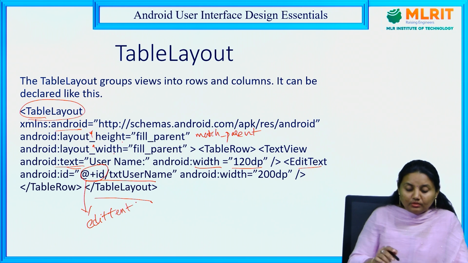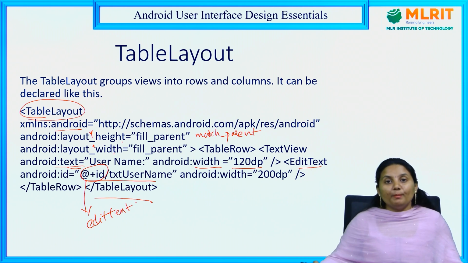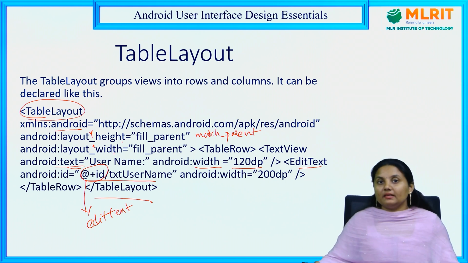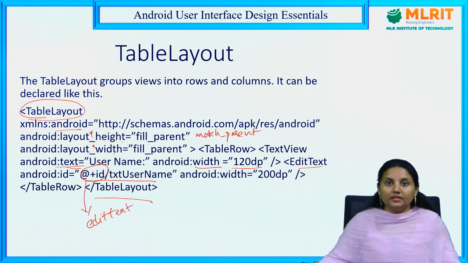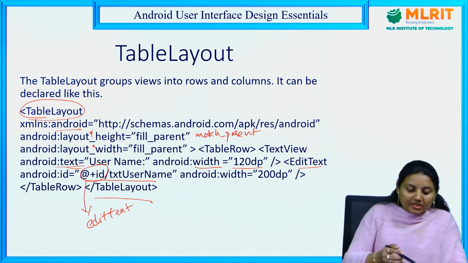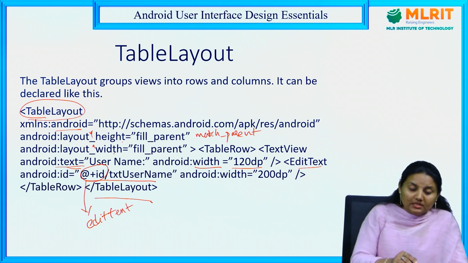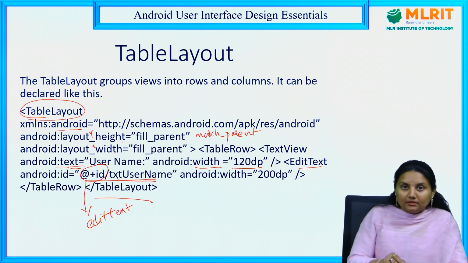Why we need to give ID? Suppose you have multiple edit texts, then there should be a difference between one edit text and another. So you have to extract the contents of one edit text only by giving its ID. So that is the use of ID, which can be given by using @id in some versions, +id in the older versions, followed by the ID name.